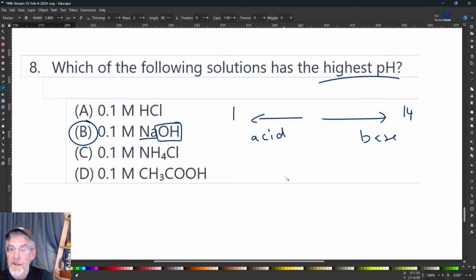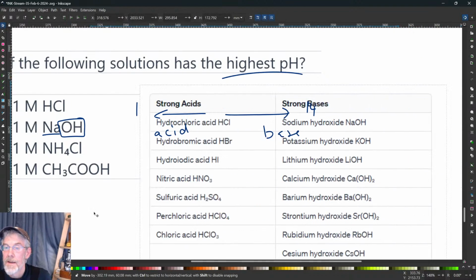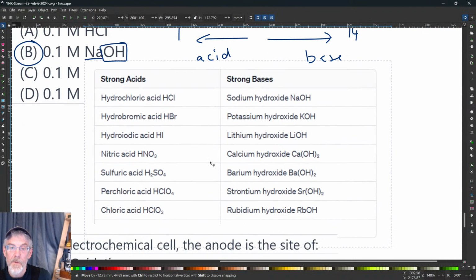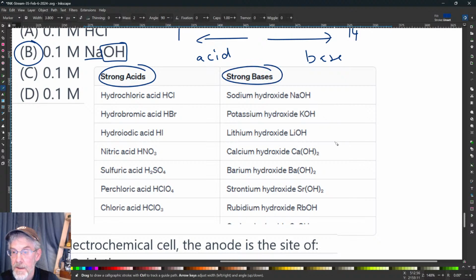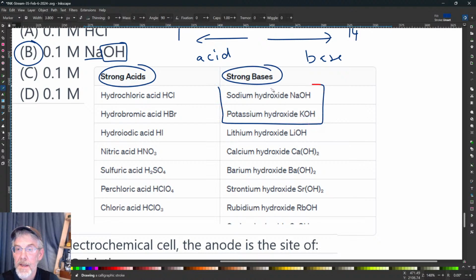And I tell my students to really make sure they know the strong acids and the strong bases. It's kind of easy because these are all group 1. Sodium, potassium, lithium are all in group 1, and calcium, barium, strontium group 2. So I would definitely make sure you know these and most of these because it comes up a lot. So strong acids and strong bases, pretty good to remember.